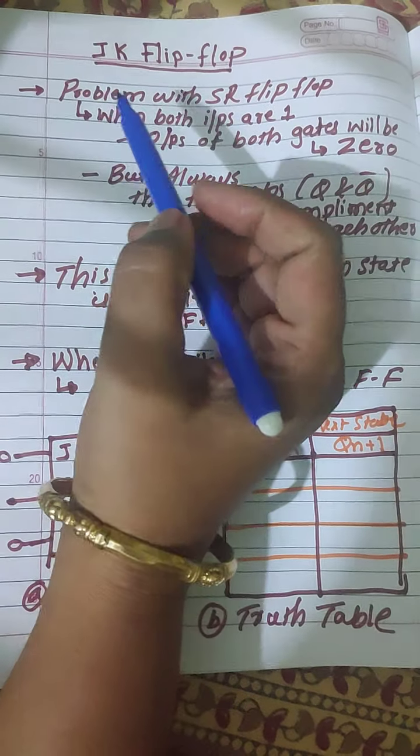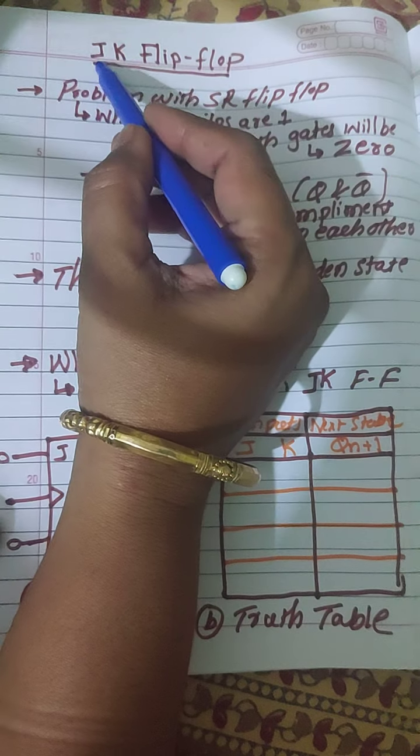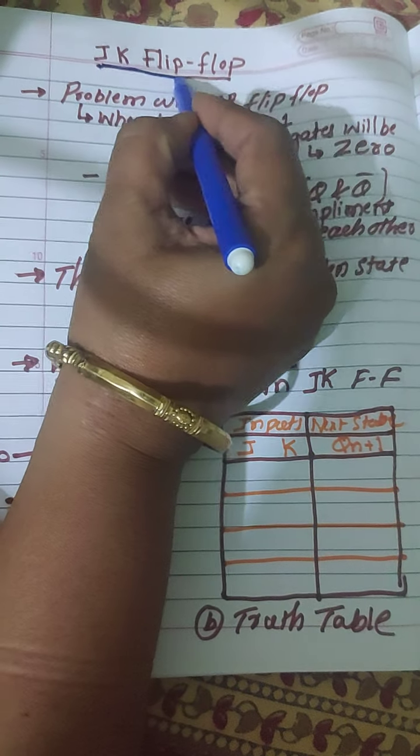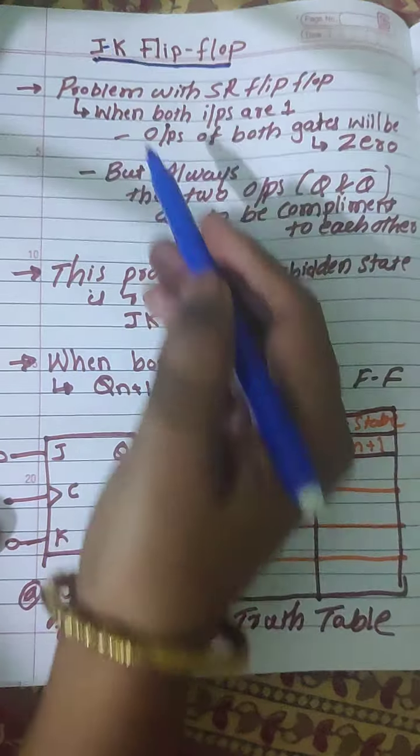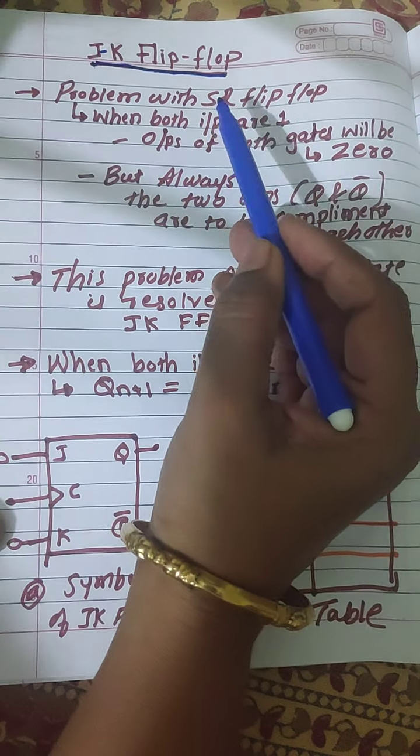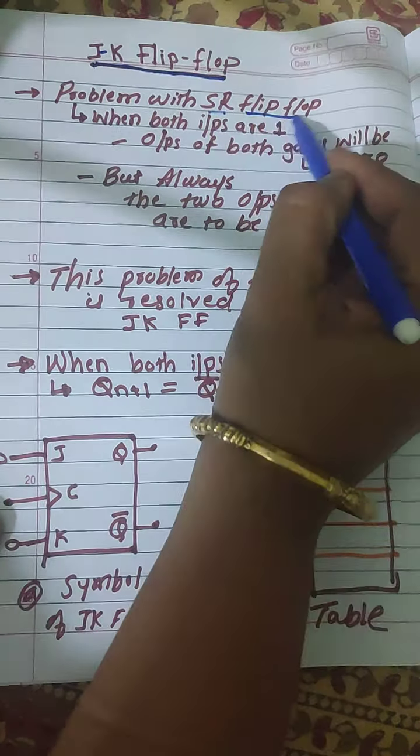So next we are going to see the other kind of flip-flop, that is the JK flip-flop. Earlier we have seen the SR flip-flop. What was the problem we had seen with the SR flip-flop? When both the inputs of the SR flip-flop were 1, the outputs of both the gates that we used in the implementation were becoming 0. But the outputs of both the gates are wanted to be complement to each other.